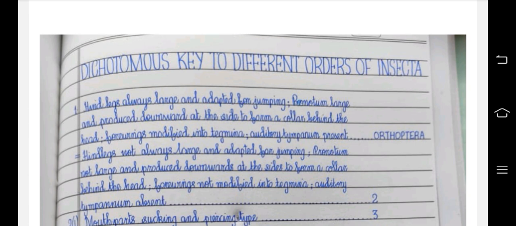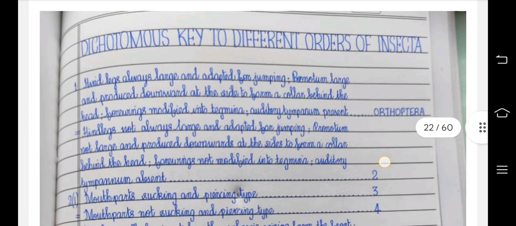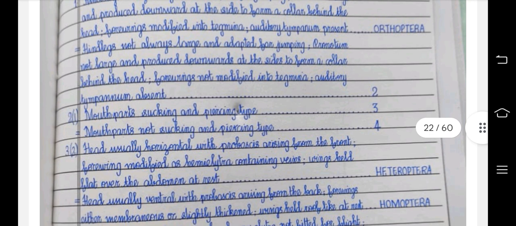Then, hind limbs not always large and adapted for jumping. Pronotum not large and produced downwards at the sides to form a collar behind the head. Forewings not modified into tegmina. Auditory tympanum absent. 2. Mouthparts sucking and piercing type. 3. Mouthparts not sucking and piercing type. 4. Head usually horizontal with proboscis arising from the front.